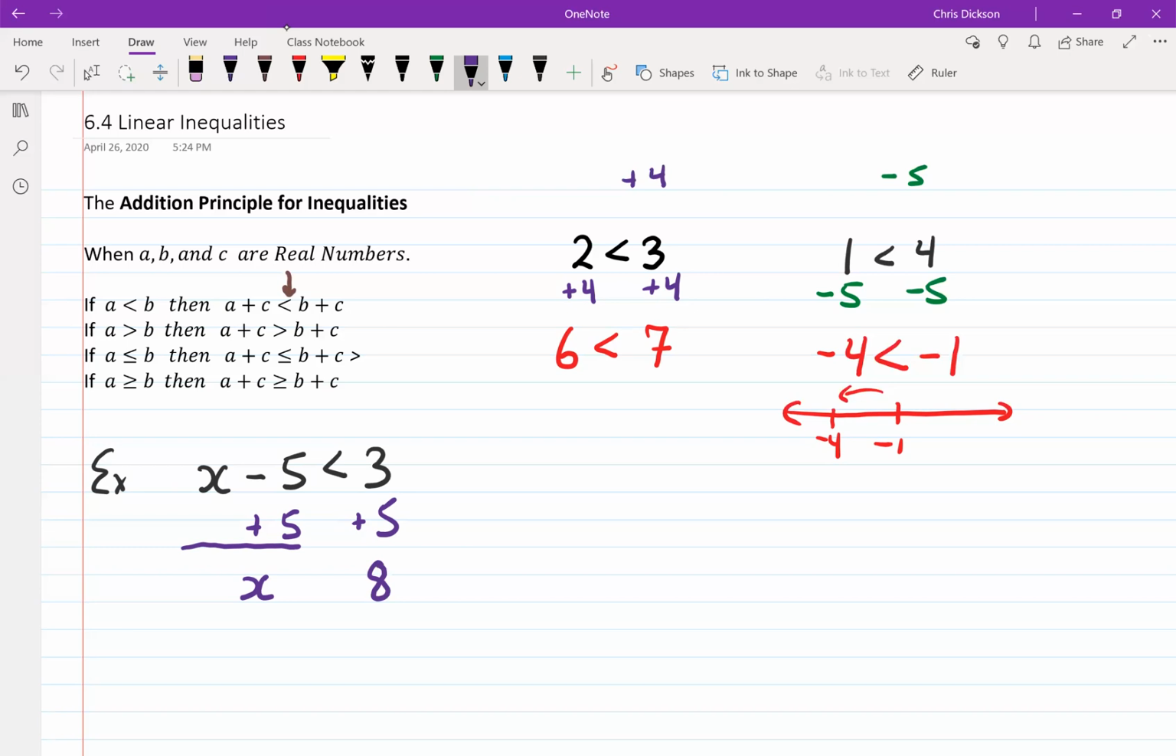So would I want to switch my symbol or keep the same symbol? Well, above it says if we add the same number to both sides, the symbol should stay the same. So we just added 5 to both sides, so it should still be less than 8. So let's see if we can check that solution. You could pick any number that's less than 8. So I'm going to pick 0. That's a pretty nice number to plug in. So if you plug 0 in, you get 0 minus 5 is less than 3. So negative 5 is less than 3. And that is true. And of course, any number that's less than 8 should work if you plug it in.